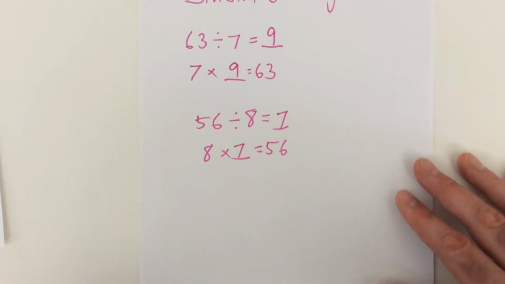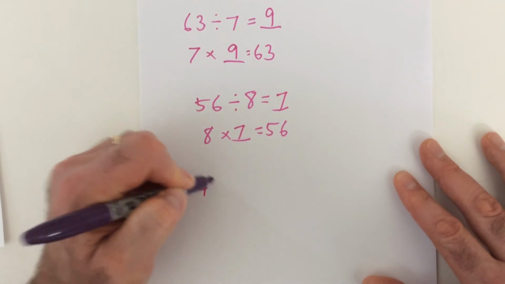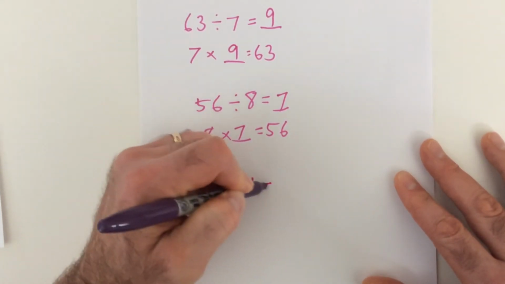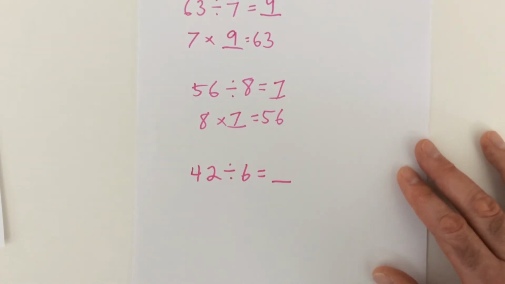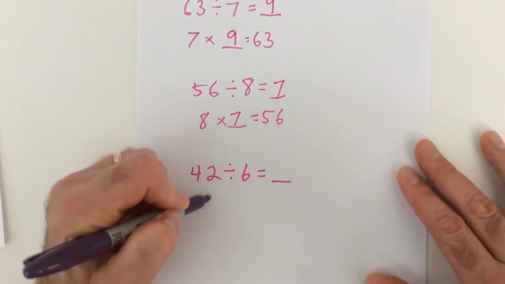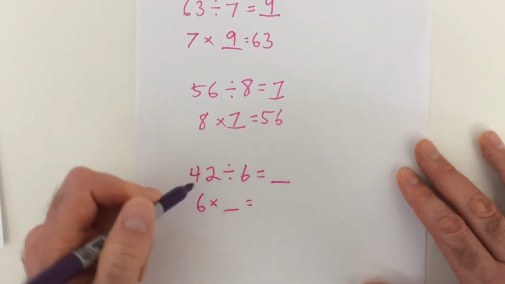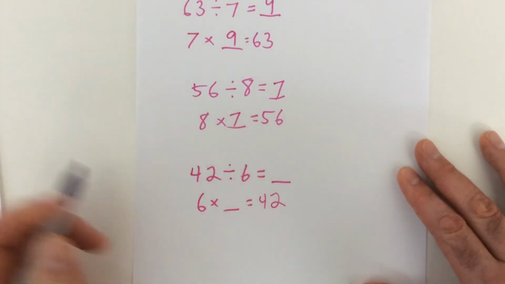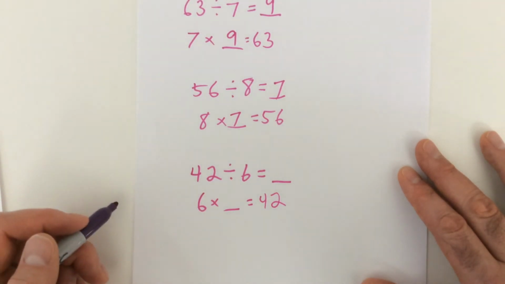Okay? I'll do one more example. Let's see. 42 divided by 6. So again, think of the multiplication. Take the small number. 6 times something equals 42. Okay? So think about what you can multiply by 6 to get to 42.